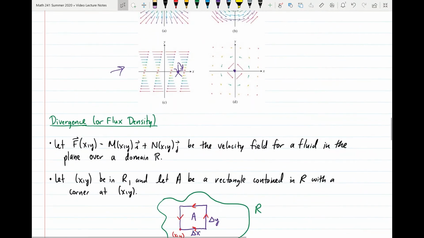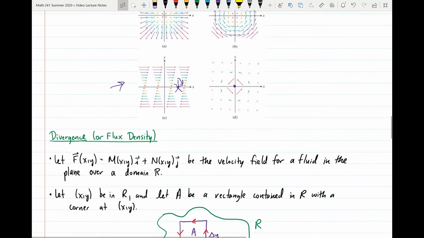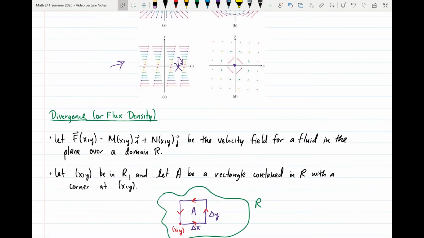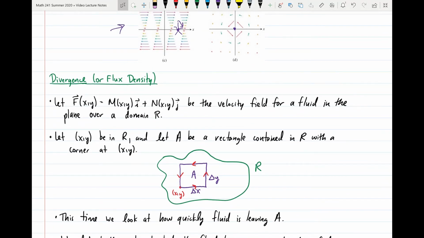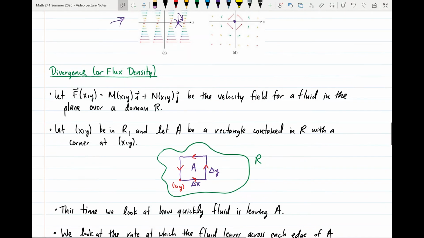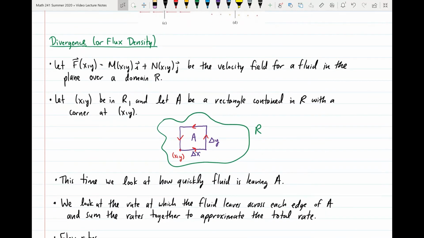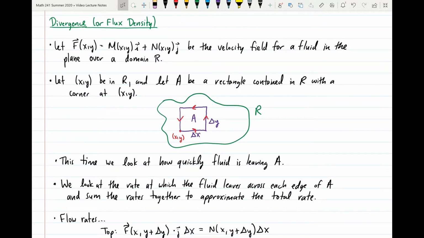Okay, so that's the end of the example for circulation density, and then we can move on to divergence or flux density. So again, let f of x, y equal m of x, y i plus n of x, y j be the velocity vector field for some fluid in the plane over some domain R, and let x, y be some point inside of the region R. It can be any point, it's arbitrary, and let A be a rectangle that's contained in R.